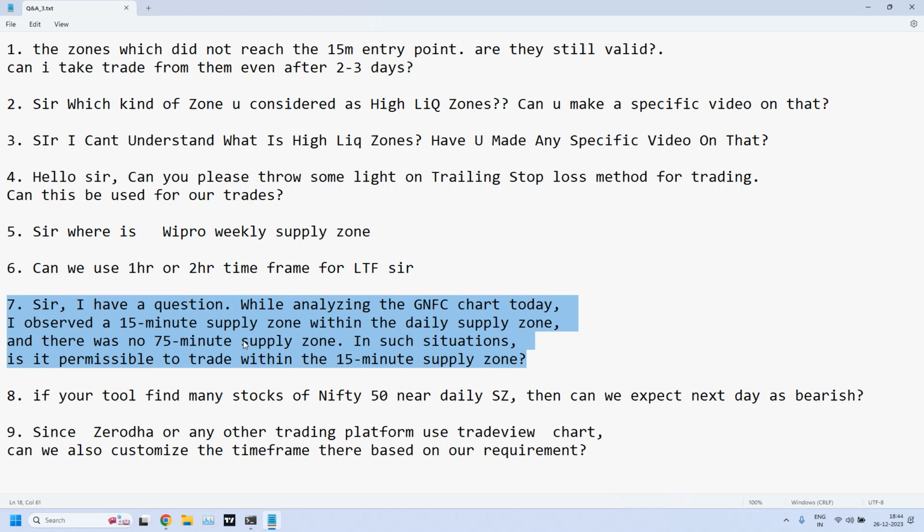So basically the question is, we fine tune the zone like daily zone to 75 minutes, 75 minutes to 15, and 15 to 5 minutes. This is the way we fine tune. And this particular question asks about bypassing the 75 minutes time frame: can we directly consider a 15 minute zone?